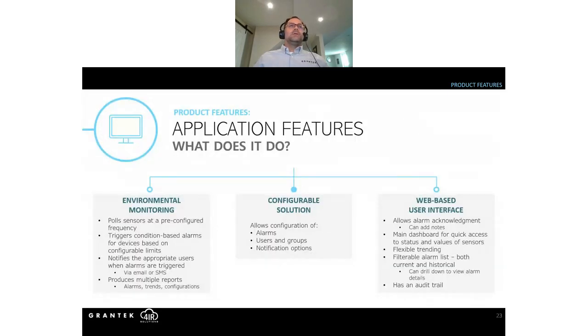Okay, so now we're going to take a peek at CloudEMS itself. So just what does CloudEMS do? Well, the simple answer is that it does what an EMS is supposed to do. It polls sensors at a pre-configured frequency and triggers condition-based alarms for those sensors or devices based on configurable limits. It notifies the appropriate users when alarms are triggered, either through email or SMS text. It produces multiple reports: alarm reports, trends, and configuration reports.